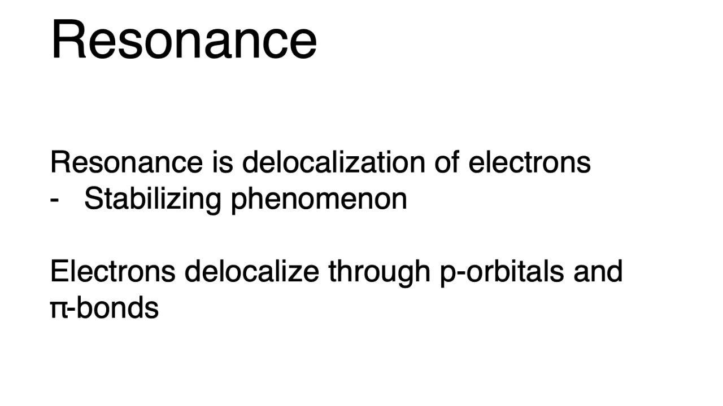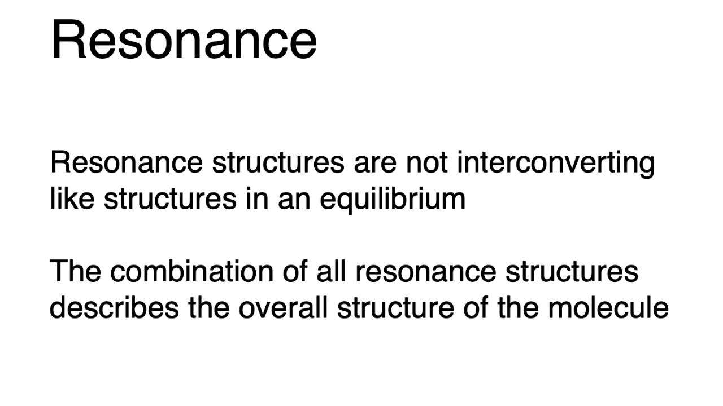Before looking at specific examples, let's begin by discussing the most important aspects of the resonance model. Delocalization of electrons is, with rare exceptions, a stabilizing phenomenon. In the resonance model, electrons delocalize through p orbitals and pi bonds. By drawing resonance structures, also called canonical forms, chemists can visually describe this delocalization of electrons to explain a variety of observations.